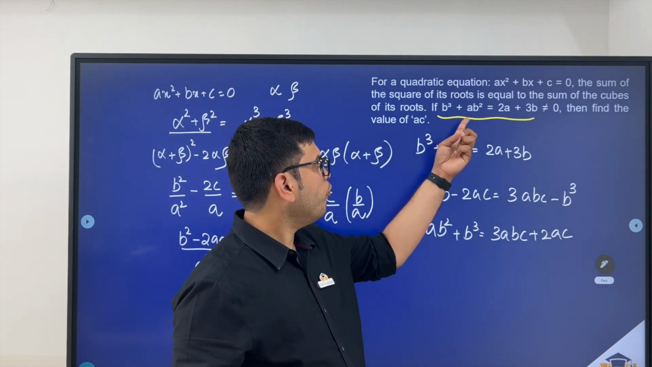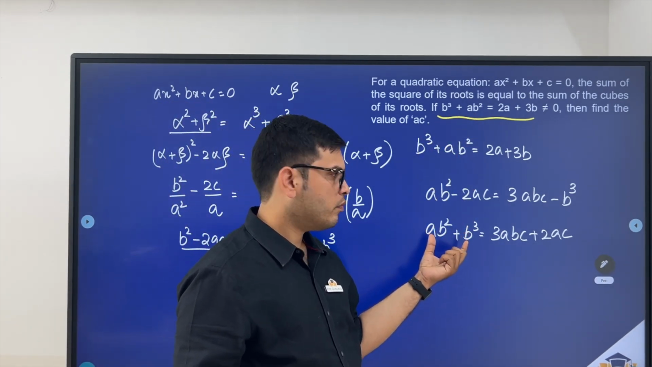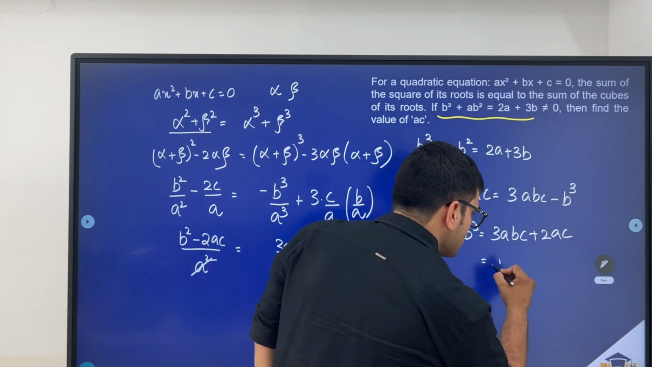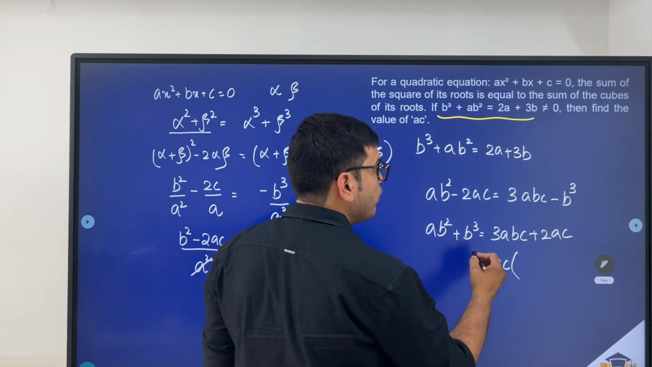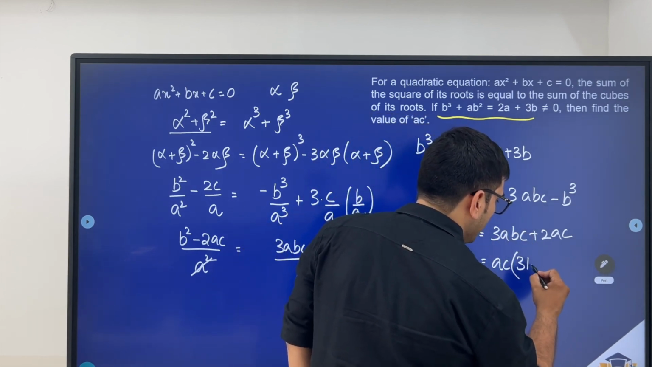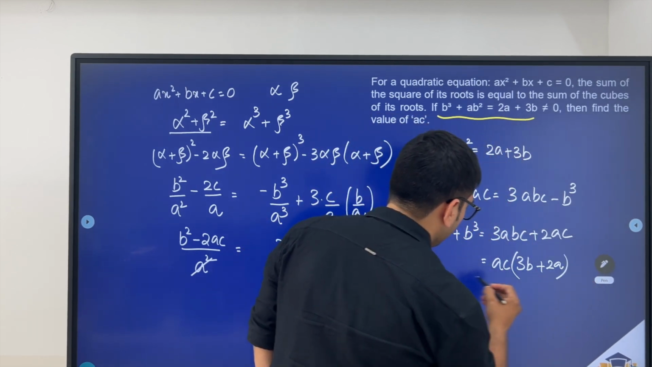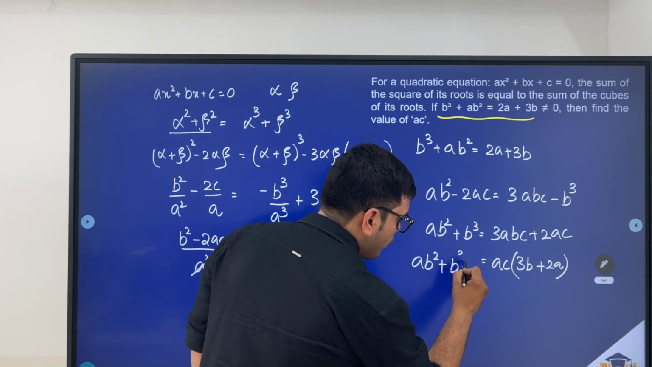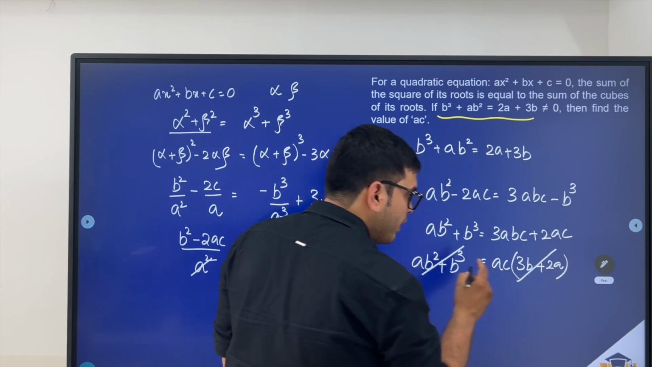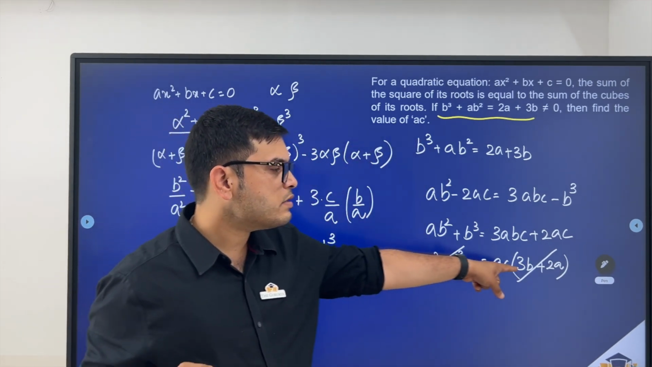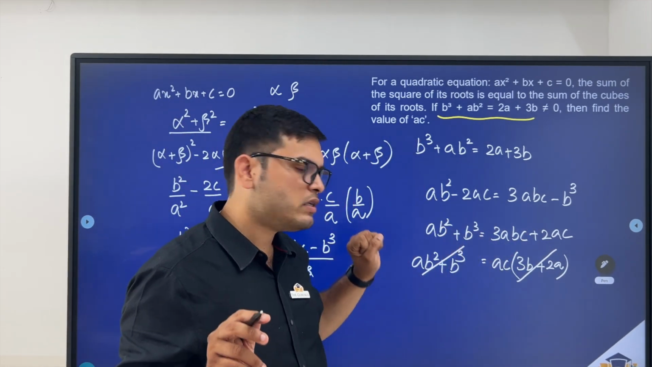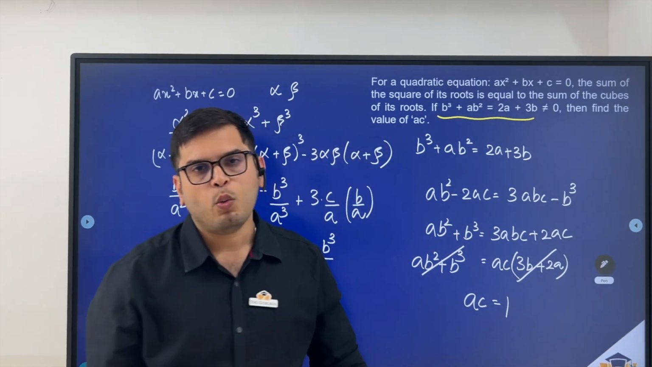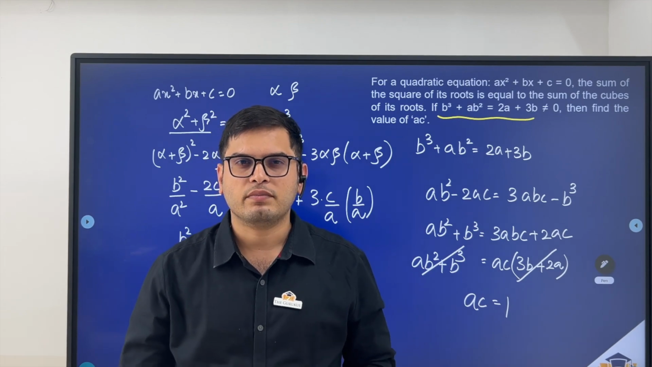Now we have b cube plus ab square, right? Now coming to the right hand side part, I can take ac common. If I take ac common, you will be left with 3b plus 2a, and on the left hand side you will have ab square plus b cube. Now given that these two are equal and not equal to 0, we can cancel those two terms on the left hand side and right hand side. So what are we left with? The value of ac is equal to 1, and that should be the answer for this question.